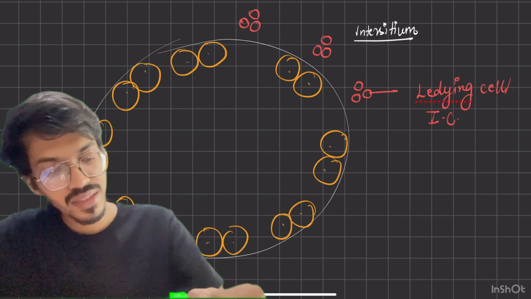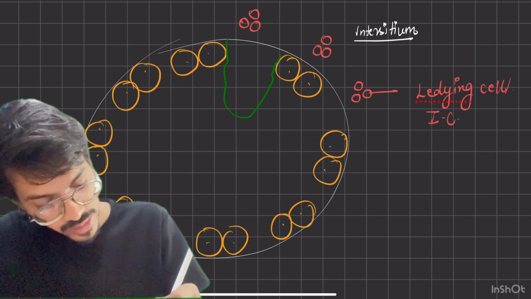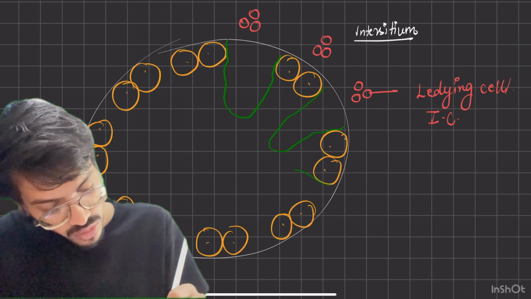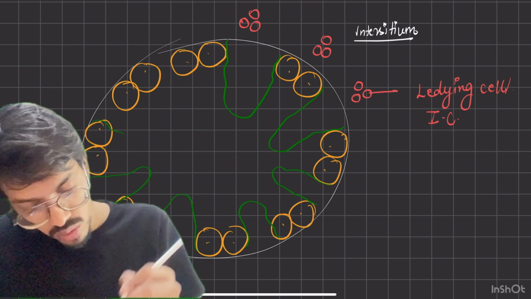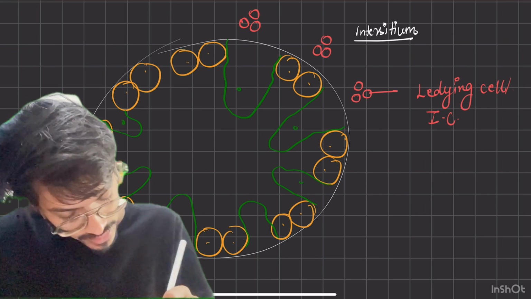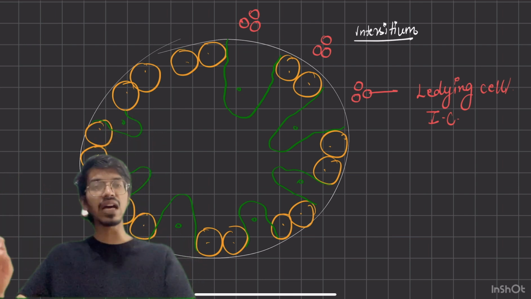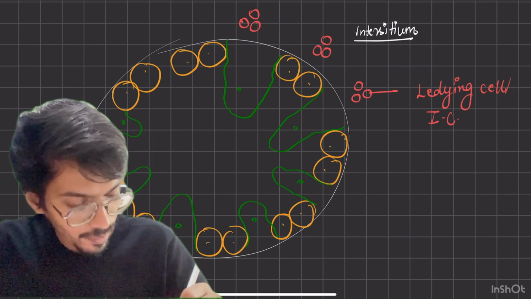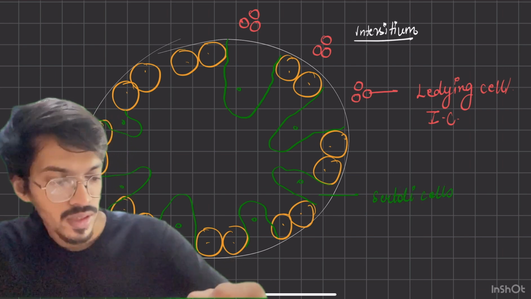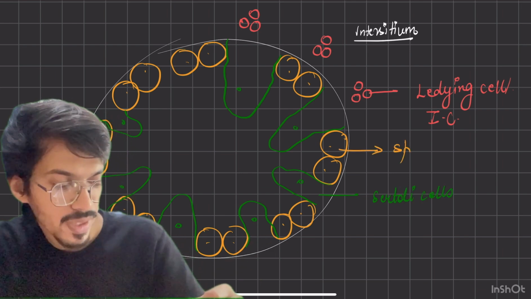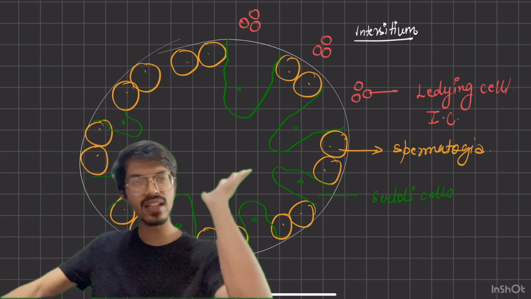In between them there are very tight junctions, and these cells are known as Sertoli cells, the green color cells I am making. Sertoli cells are also called sustentacular cells, and also called nurse cells. Yellow color is your spermatogonium. Now someone will ask, are these the only cells?